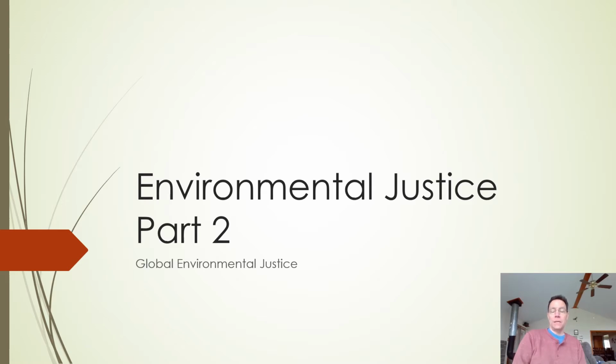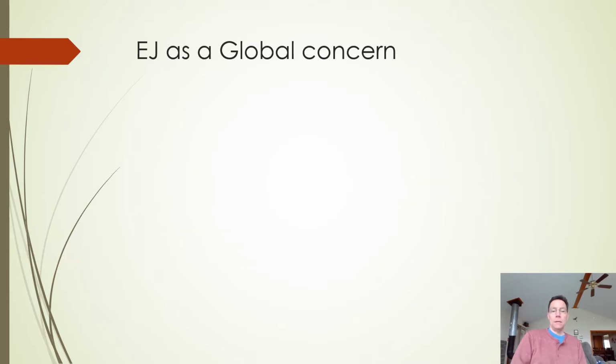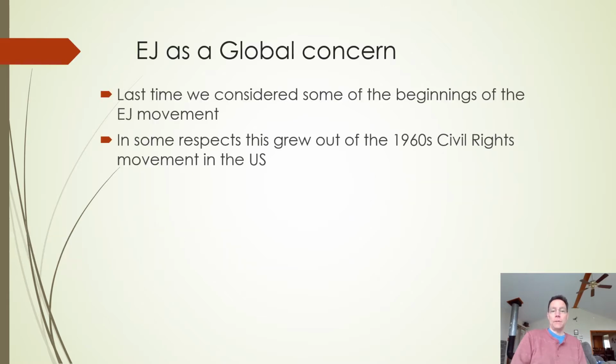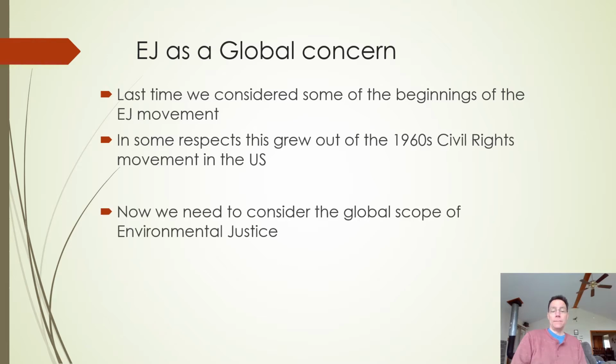So let's continue our discussion of environmental justice. You will remember last time we considered some of the beginnings of the environmental justice movement in the United States. In some respects, this grew out of the 1960s civil rights era, although it wasn't exactly explicitly described in the 1964 Civil Rights Act, but a lot of the same ideas applied to environmental justice. Now, in this lesson, we'll consider the global scope of environmental justice and what it might mean around the world.